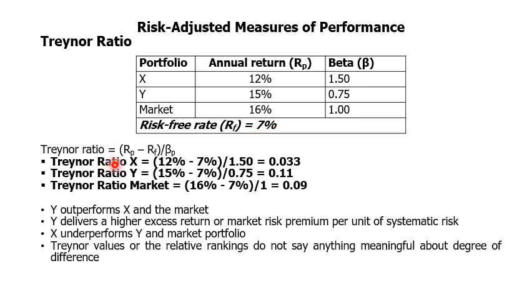So the Treynor ratio for X is 12% minus 7% divided by 1.5, which is 0.033. The Treynor ratio for Y is 15% minus 7% divided by 0.75, which is equal to 0.11, and the Treynor ratio for the market is 16% minus 7% divided by 1, which is 0.09. The beta of the market is always 1.